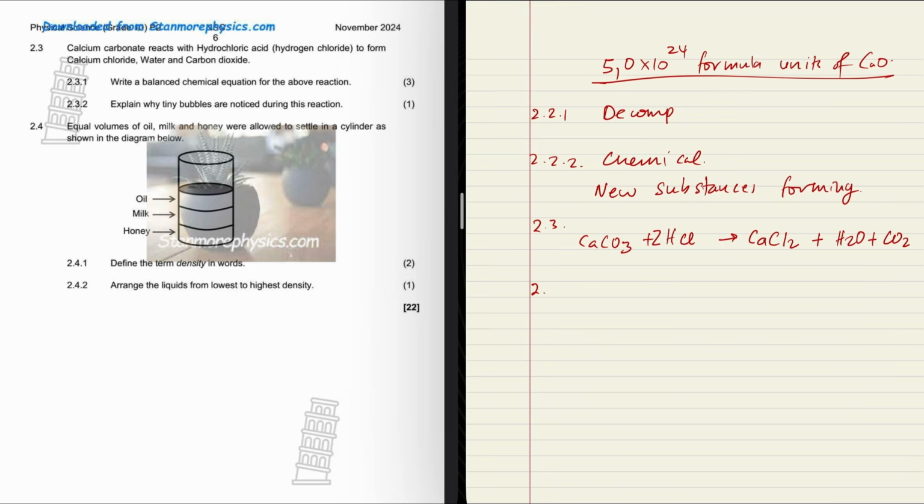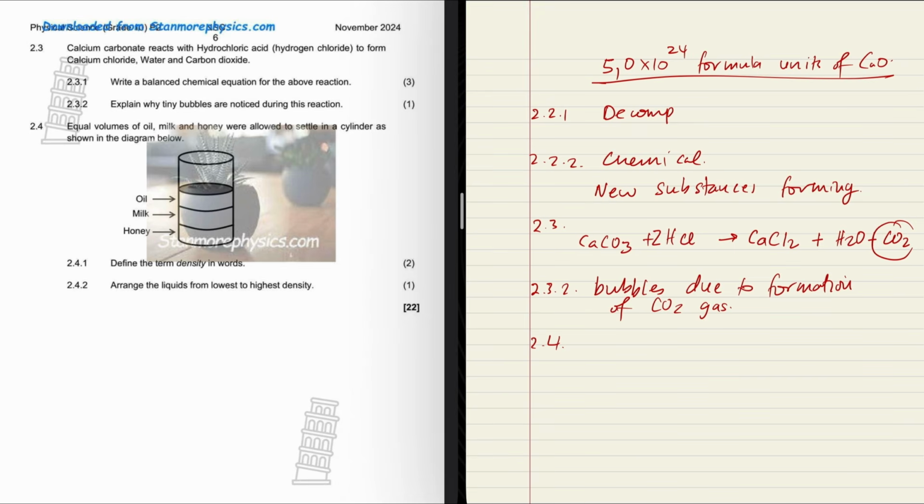Now moving on, question 2.3.2: explain why tiny bubbles are noticed during this reaction. Well, we know that carbon dioxide is a gas, and because carbon dioxide is a gas, it's going to form bubbles. So the bubbles are due to the formation of CO2 gas.